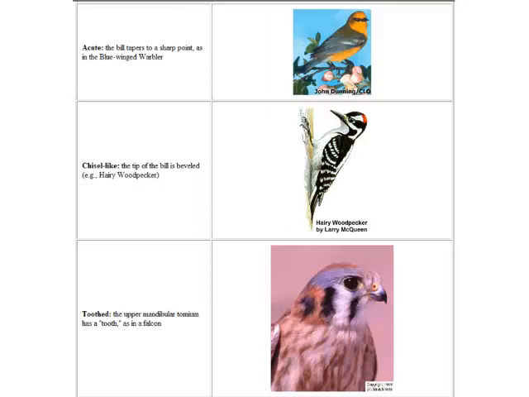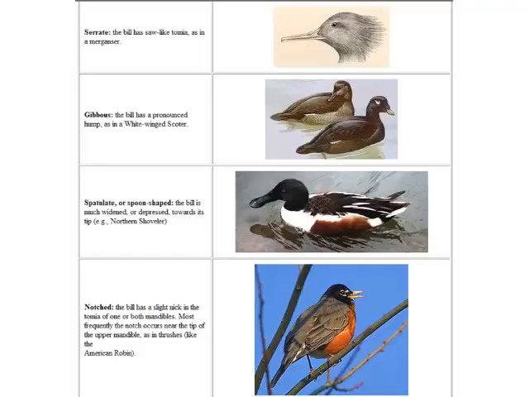Acute bills are pointy little sharp tweezer-like things like warblers have. Chisel-like bills are beveled at the end like woodpeckers. A toothed bill is one where there's a little crook in the upper, or hook, kind of tooth-like thing in the upper mandible. Serrated bills have tooth-like structures like mergansers. Gibbous bill has a pronounced hump. Spatulate looks like a spoon. Notched bills have a little nick in the top of the upper mandible, right out usually toward the tip of the bill.